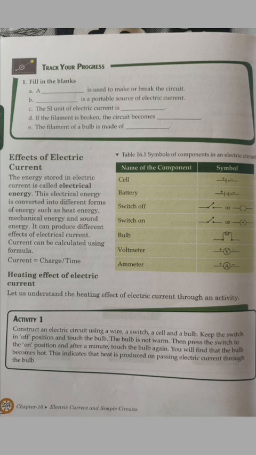Now we have studied this also: electric current is nothing but the rate of flow of charge. In simple words, it is the charge flowing per unit time. Now we have been given certain symbols that are used instead of making the exact diagram. The next topic that we have is the heating effect of current.